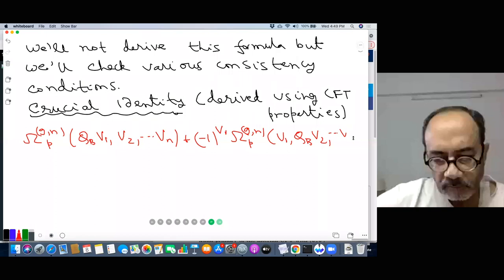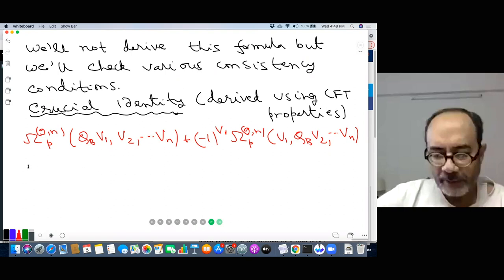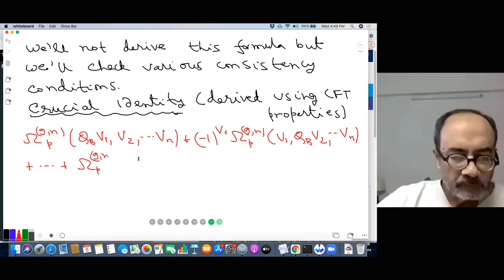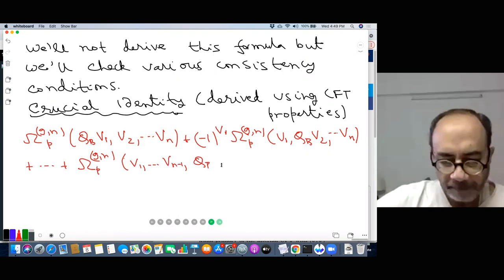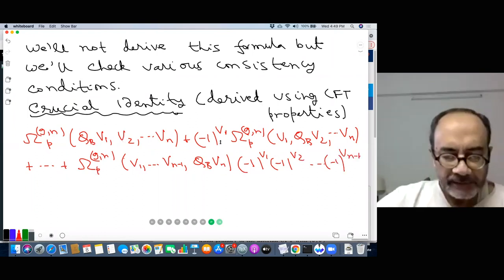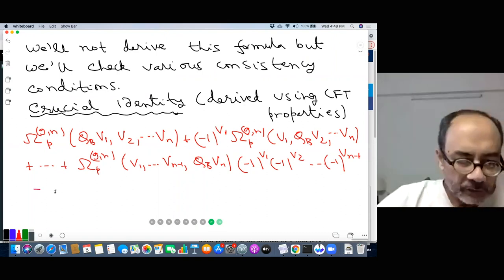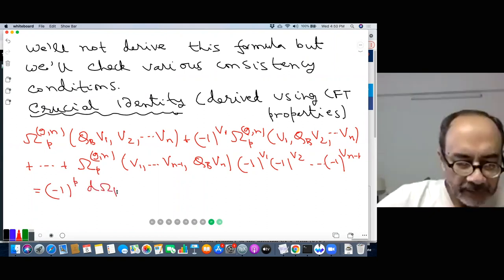You remember (-1)^{V_n} basically is 1 if V_n is Grassmann even, and it's -1 if V_n is Grassmann odd, which in turn depends on the ghost number of V_n. Plus it goes all the way up to omega_p, up to V_{n-1}, Q_B V_n, and this has to be multiplied by (-1)^{V_1}, (-1)^{V_2}, up to (-1)^{V_{n-1}}, because Q_B is Grassmann odd, so as it goes past each V, it picks up this factor. So this is given by (-1)^p d omega_{p-1}.